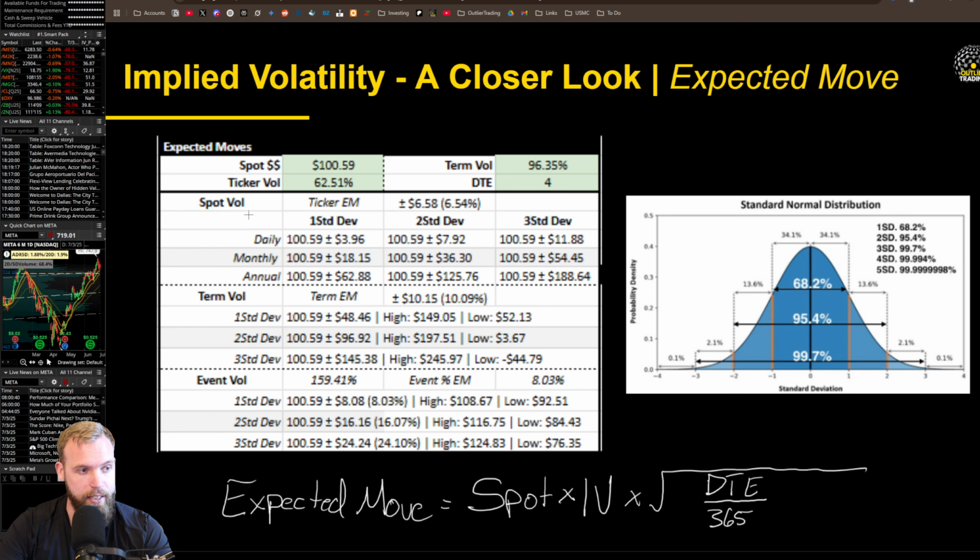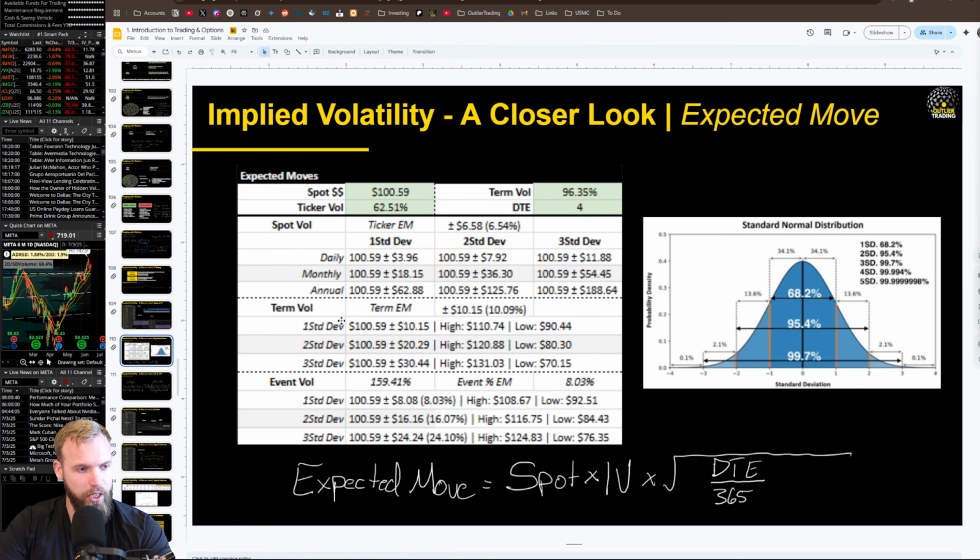Now, another couple things to keep in mind. We can take a look at the spot vol, give us an idea of how much this thing might move based on this vol over different durations. We can take a look at the term vol for the expiration. We can take a look at the event vol, which is isolating an individual day in this period, which is, again, really, really cool. Side note, I realized that the term vol was messed up in the copy and paste. This is the correct version to use.